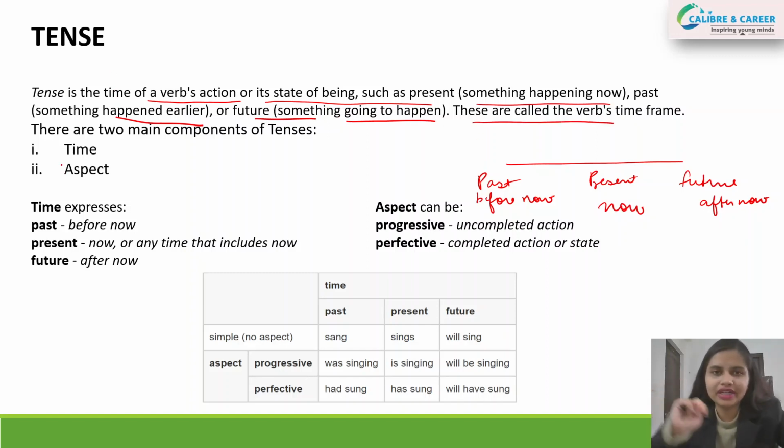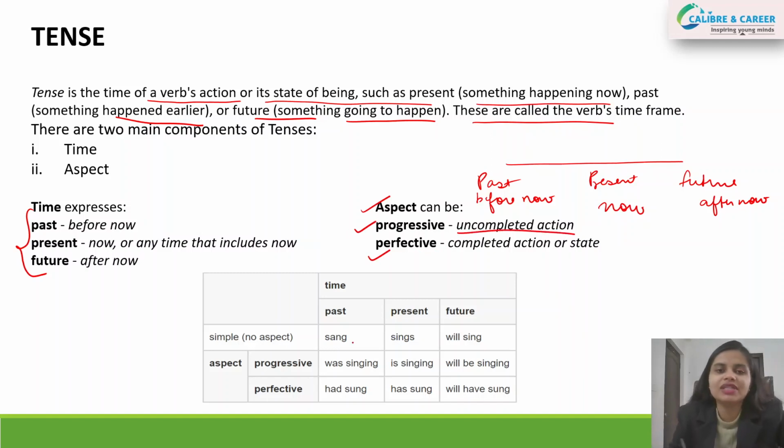Now there are two components in tense, that is time and aspect. With respect to time, you see all these: present, past and future. While if we talk about aspect, there can be two types. One is progressive and another is perfective.